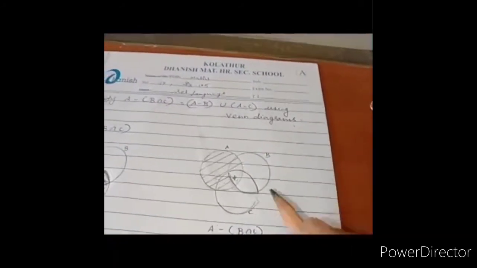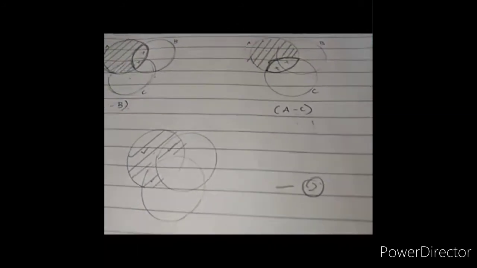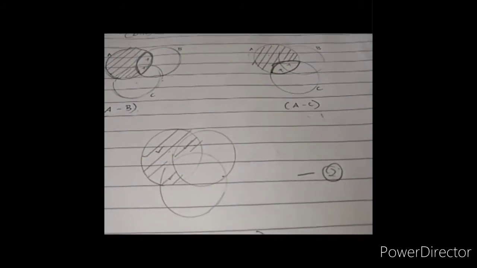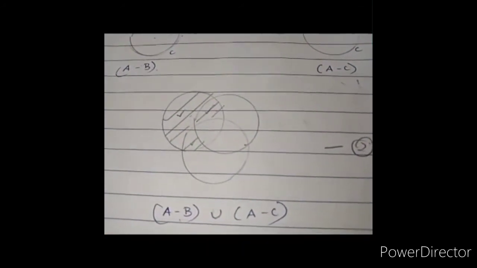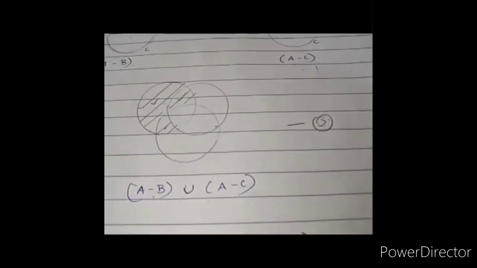Now if you see, this is your second one. If you see the first one, that is your left hand side, A minus B intersection C, and your right hand side A minus B union A minus C, both are the same. So LHS is equal to RHS verified. A minus B intersection C is equal to A minus B union A minus C verified.